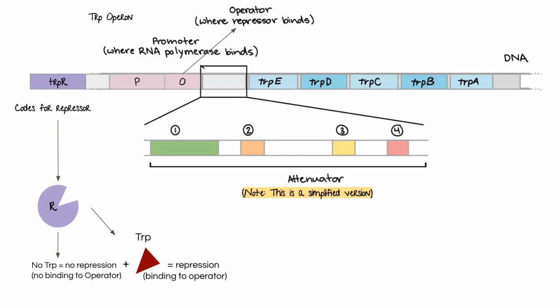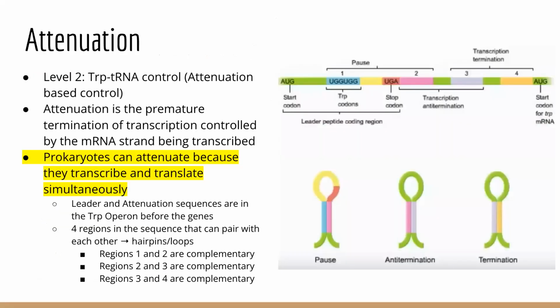If you have trip, you don't need to make any more. If you don't have trip, it's not binding to the repressor. The repressor is inactive, so it's not binding to the operator. You're not repressing your genes. You're activating your transcriptional pathways and trying to express these genes. Does that make sense? That makes tons of sense. Perfect.